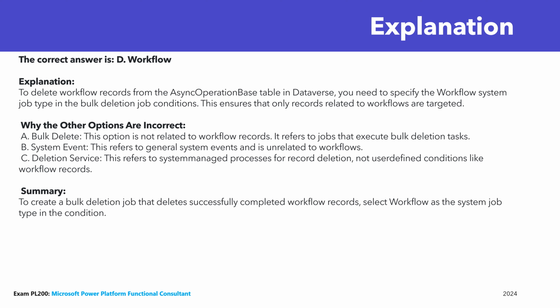Why the other options are incorrect. A. Bulk delete. This option is not related to workflow records. It refers to jobs that execute bulk deletion tasks. B. System event. This refers to general system events and is unrelated to workflows. C. Deletion service. This refers to system-managed processes for record deletion, not user-defined conditions like workflow records.